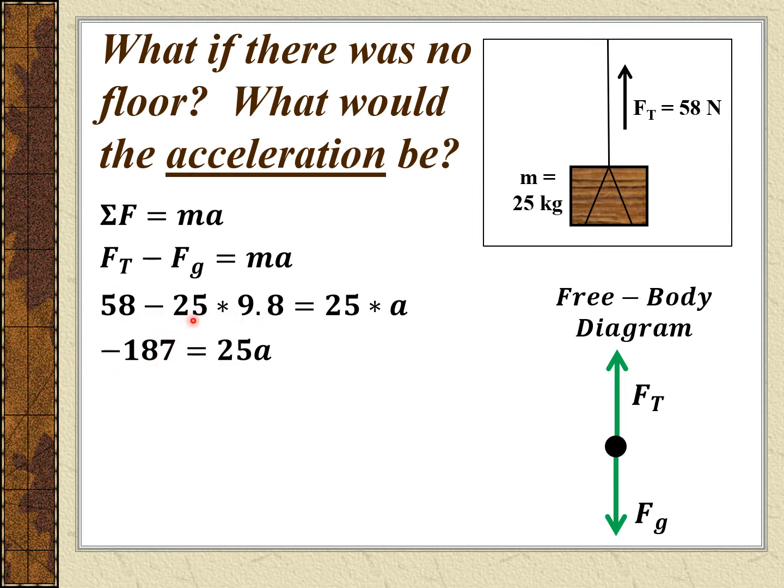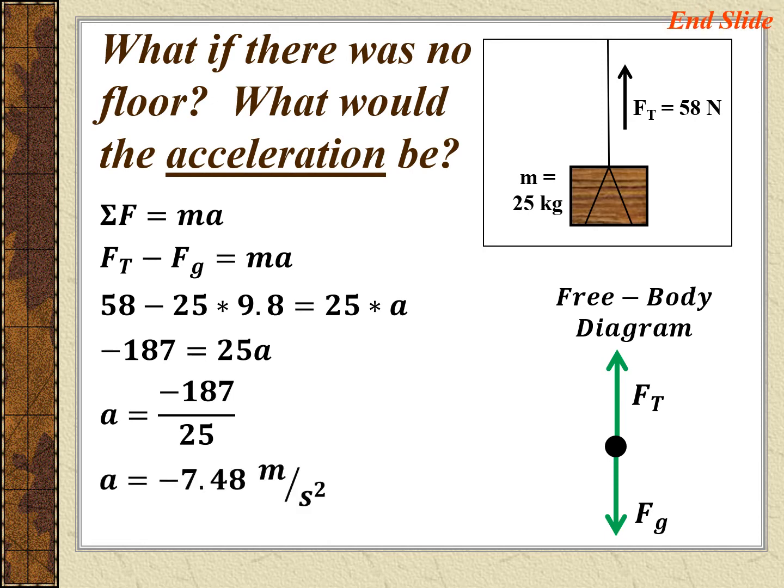Now what you notice is that in the previous example, the normal force was 187 newtons, so it makes sense that the net force here is going to be negative 187 newtons since there's no normal force to balance that out. We go ahead and divide by our 25, and negative 187 divided by 25 gives us negative 7.48 meters per second squared. So it's going to be accelerating downward at 7.48 meters per second squared.